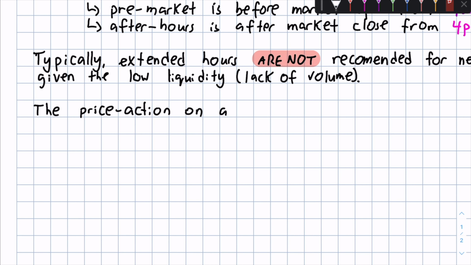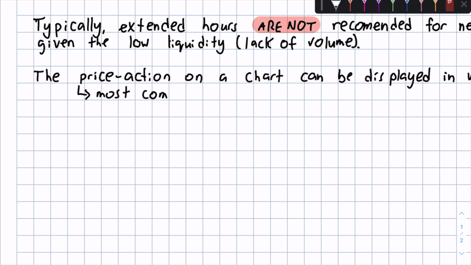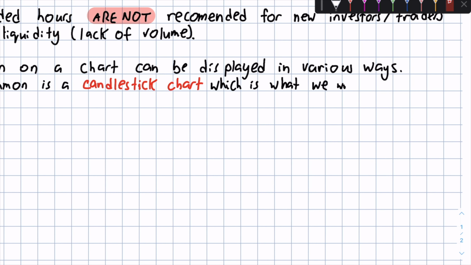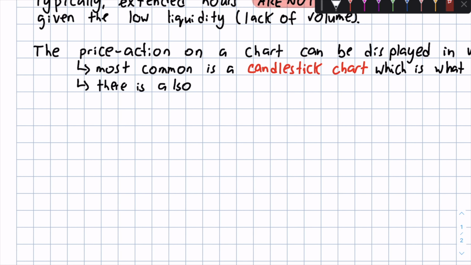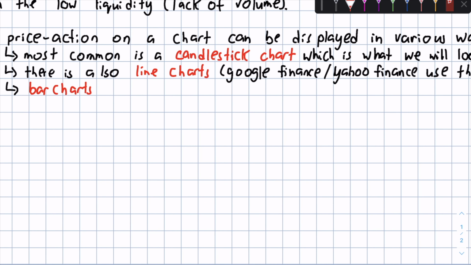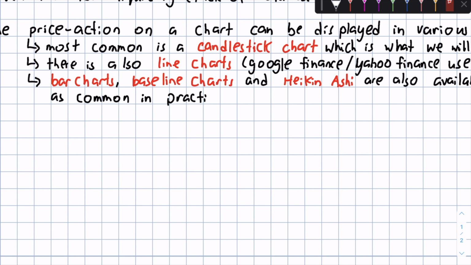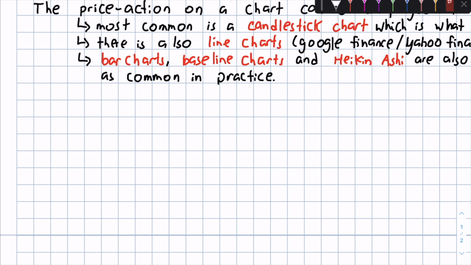So the price action that we see on a chart can be displayed in various different ways. The most common, and the one I use, is a candlestick chart, which is what we've covered in the last video, and this is what we'll look at in the example as well. There are also line charts, a very common kind of chart used by Google Finance and Yahoo Finance by default. Another is bar charts, baseline charts, and Heiken Ashi, which are available but not as common in practice, but they are available on most charting softwares in case you're interested.